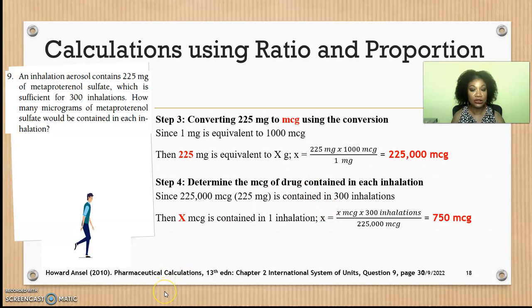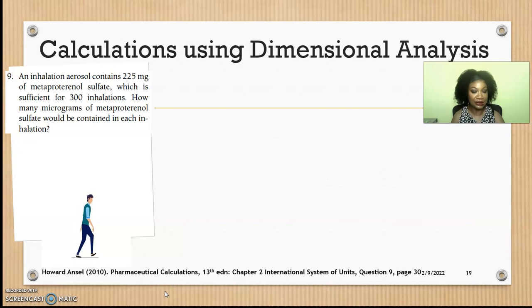Now, if you're going to be using dimensional analysis, how do we approach it? Dimensional analysis requires you to know the conversion factors. It requires you to know what you have and where you want to be. In this case, we have milligrams and we want micrograms per inhalation. So we have to set up the conversion factors such that we can achieve the final answer in micrograms per inhalation. So let's see how we do it.